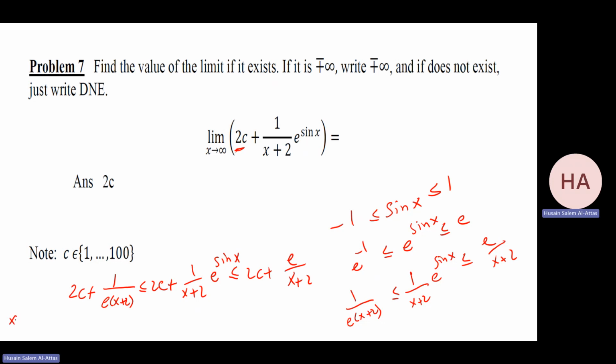As x goes to infinity, for sure this goes to 0, so all of this goes to c, and this goes to 2c, so the one in the middle goes to 2c by the sandwich theorem, or by the squeeze theorem.